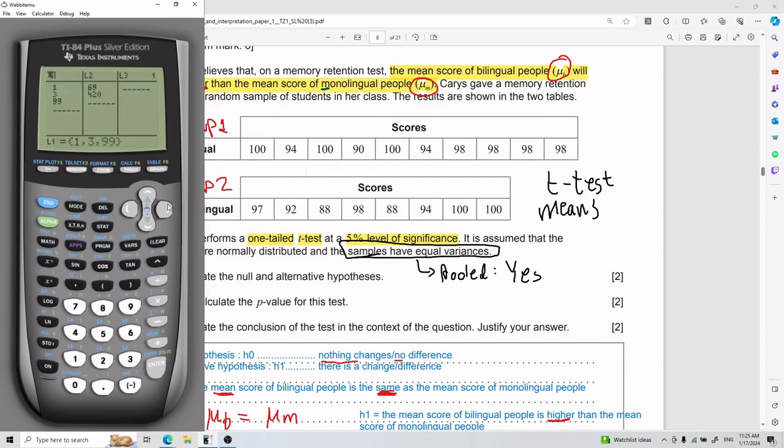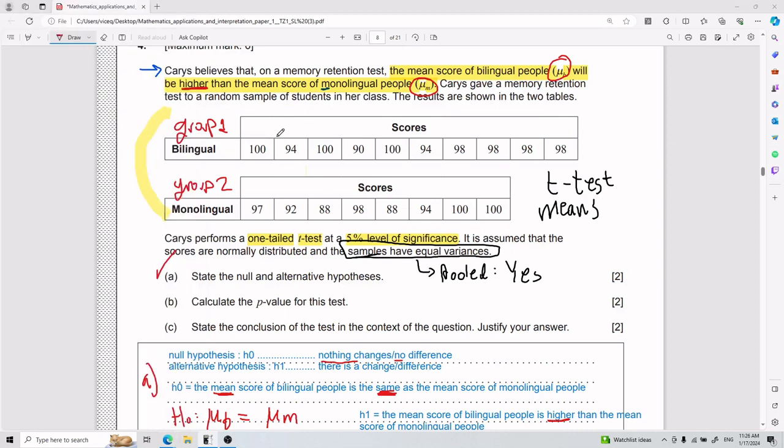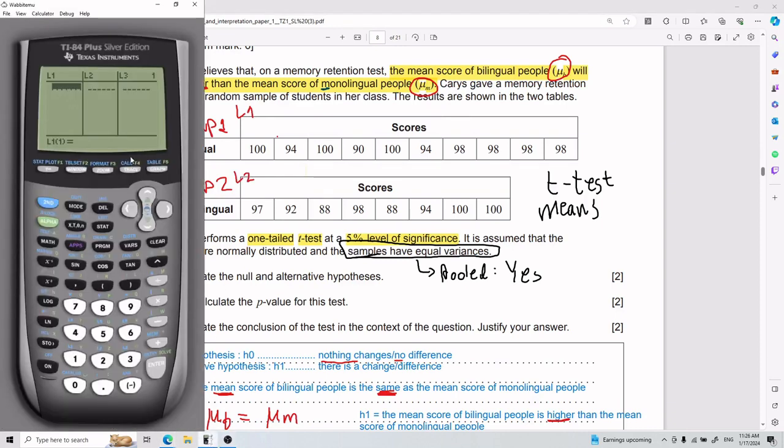Here I have L1, here I have L2. So go ahead and delete all of these. You can go one by one if you like, so you delete, delete, delete. Or if you want to do it a little quicker, you can go up top to where it says L2, clear, enter, boom, it clears it all for you right away. That's just a quick calculator trick. So group 1 is going to be L1, group 2 is going to be L2. Bilingual L1, monolingual L2. Cool.